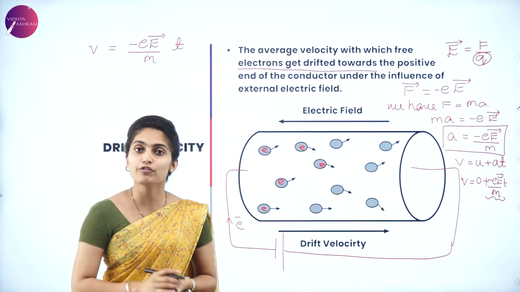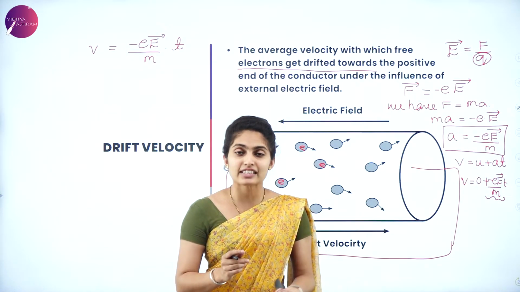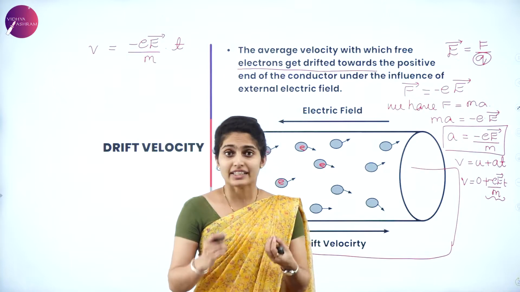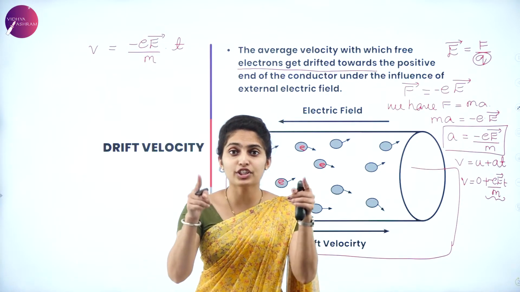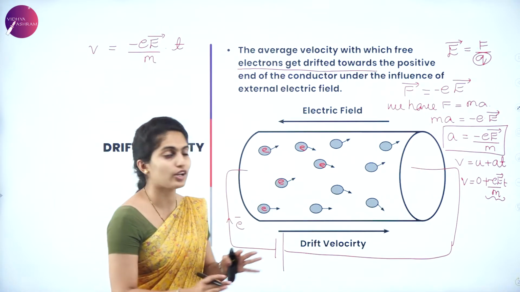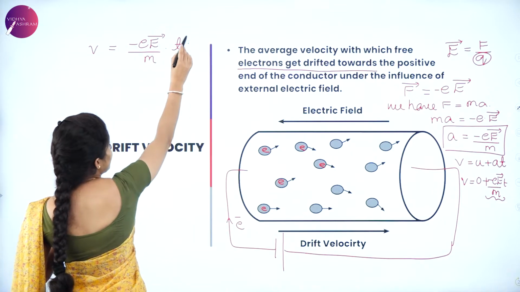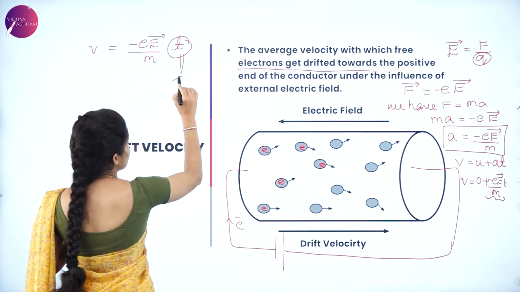Okay, it's a symbol, tau. So what is relaxation time? Relaxation time is nothing but the average time between two successive collisions of the electrons with the atoms. So that is all about relaxation time. So this time t can be written as tau.